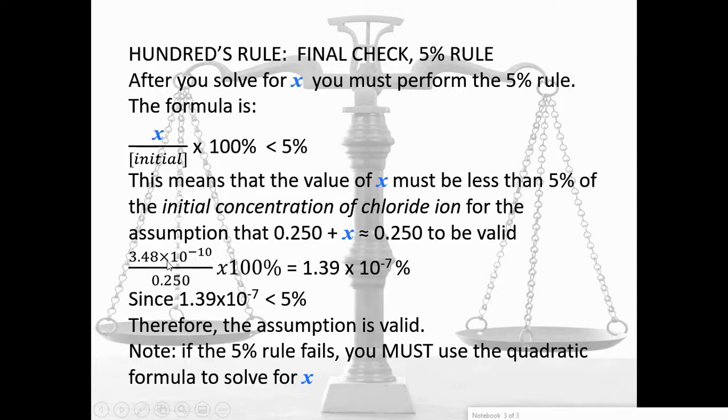The final answer for x was 3.48 times 10 to the negative 10. The initial concentration of the sulfate ion was 0.250. You divide those two, multiply by 100, and you get 1.39 times 10 to the power of negative 7%. This is incredibly small. It's way less than 5%, so your assumption is valid. Again, if the 5% rule fails, you must use the quadratic formula to solve for x. That means you have to start all over again.